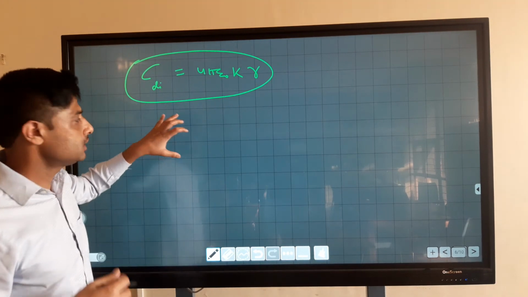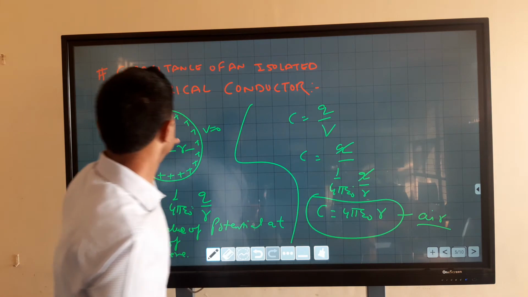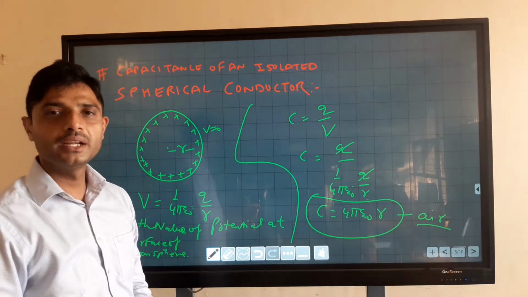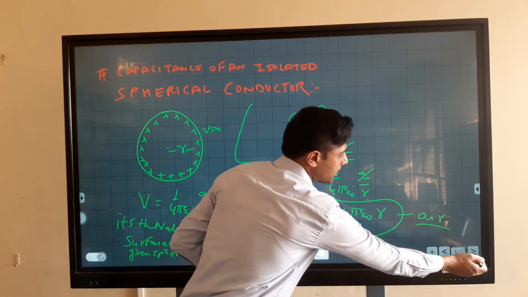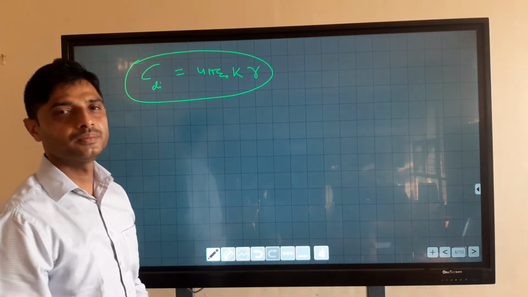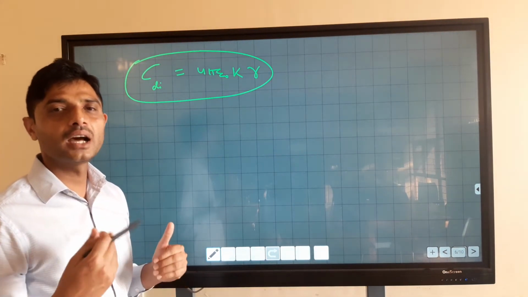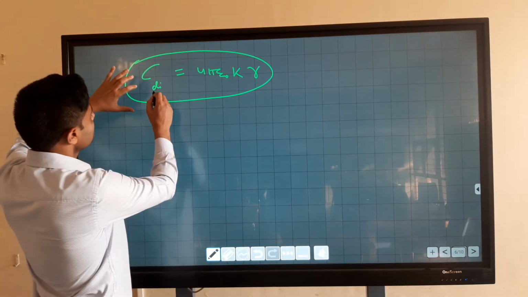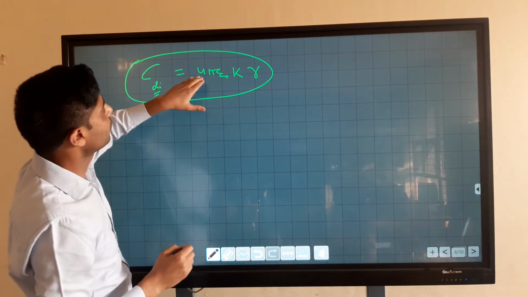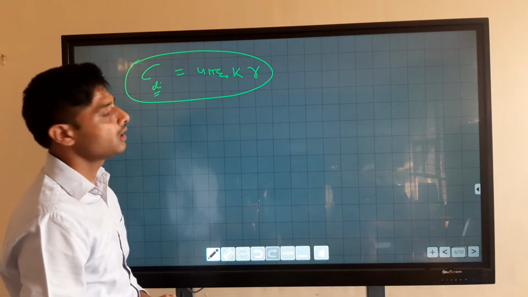If the spherical conductor is placed in a medium of dielectric constant K, then the capacitance is 4πε₀KR.